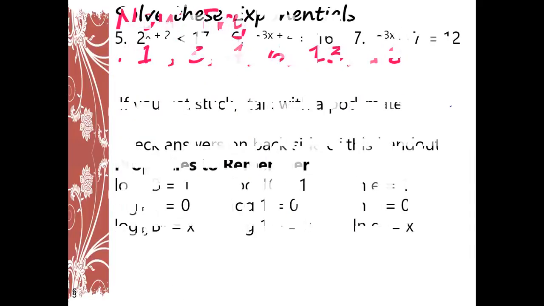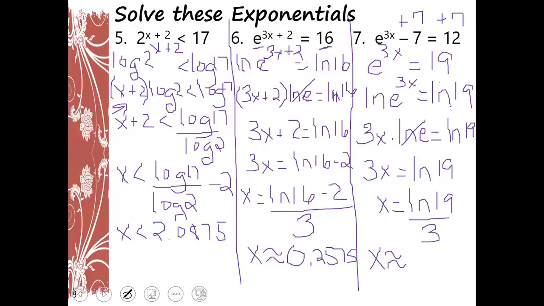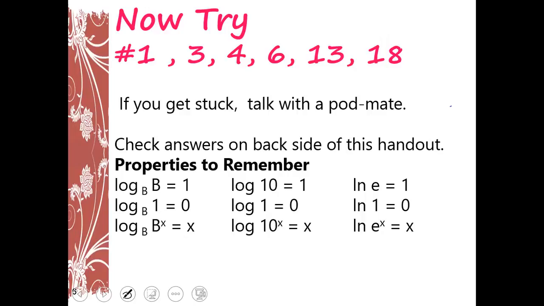Sorry about that. ln 19. And then ln e becomes 1. So 3x equals ln 19. X equals ln 19 divided by 3. And when you put that in your calculator, you get a nice decimal of 0.9815.